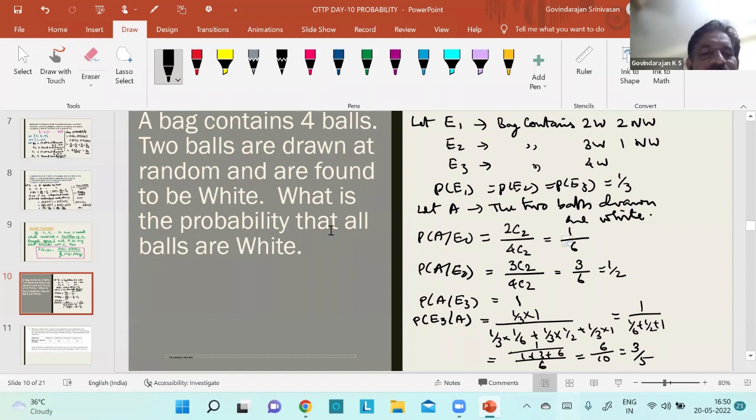Even though some students did well and did the question, that year the centum count was very low. Many students lost the centum, and also lost marks, because they were not able to proceed with that question. It was only very short: a bag contains 4 balls, 2 balls are drawn at random and are found to be white, what is the probability that all the balls are white? In that tension and pressure, they were not able to think about this question. After they came out of the exam, many of them understood it very well. We cannot forget that board exam of 2010.